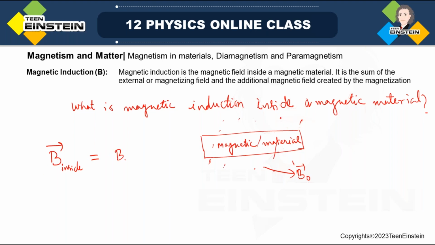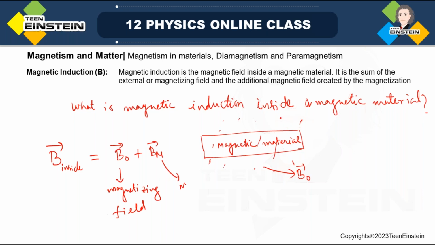One is the external magnetic field, plus the magnetic induction produced by magnetization, that is denoted by Bm. What is this? We know that B0 is the magnetizing field. What about Bm? This is the magnetic induction or the magnetic field.